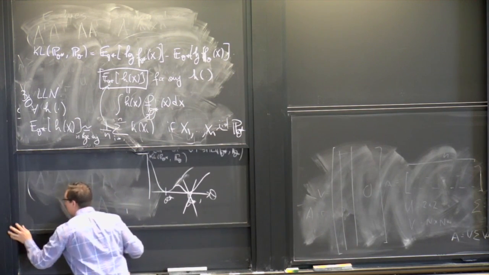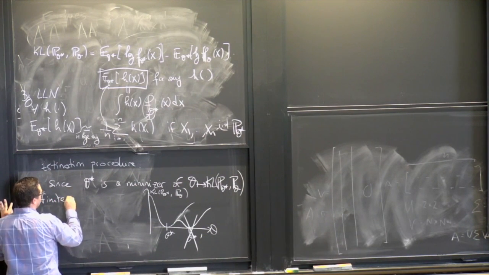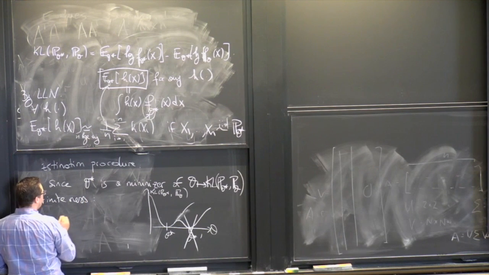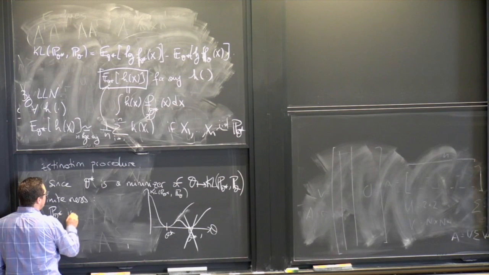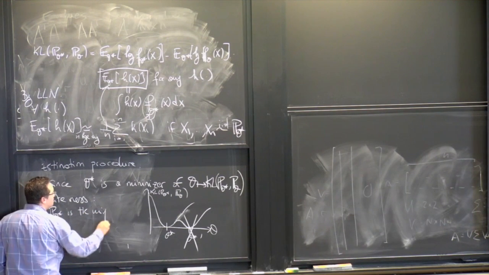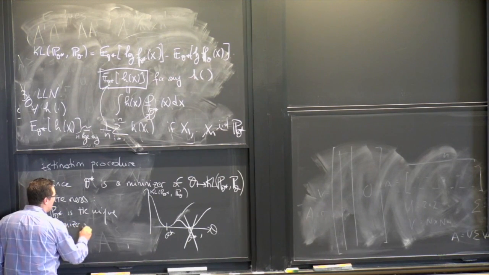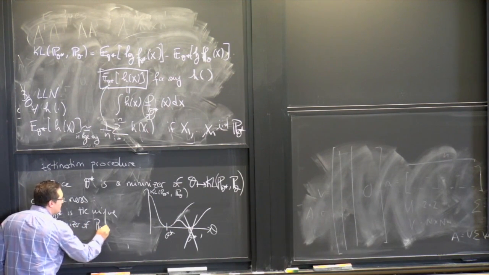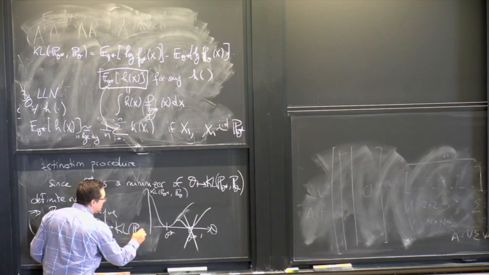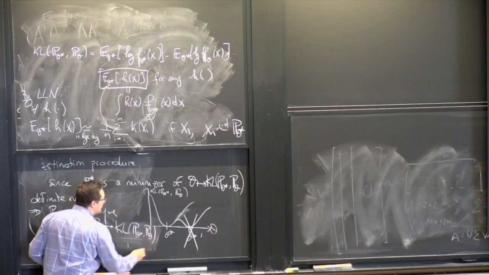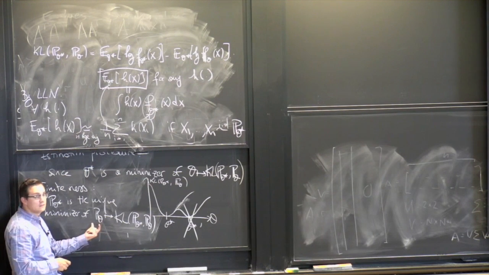OK, so basically, let me write what I just said. So definiteness implies that P theta star is the unique minimizer of P theta maps to KL P theta star P theta. All right, so definiteness only guarantees that the probability distribution is uniquely identified.